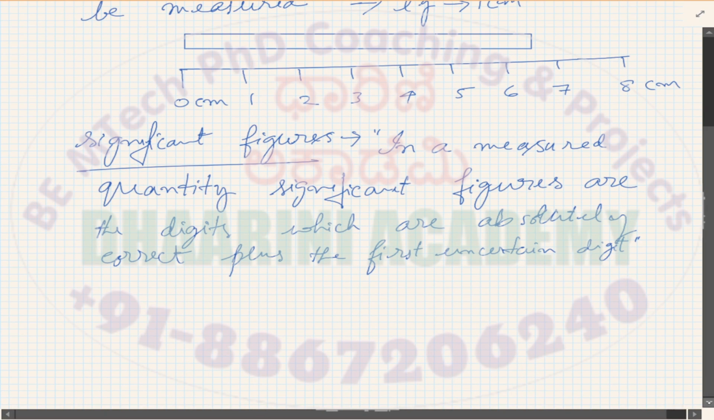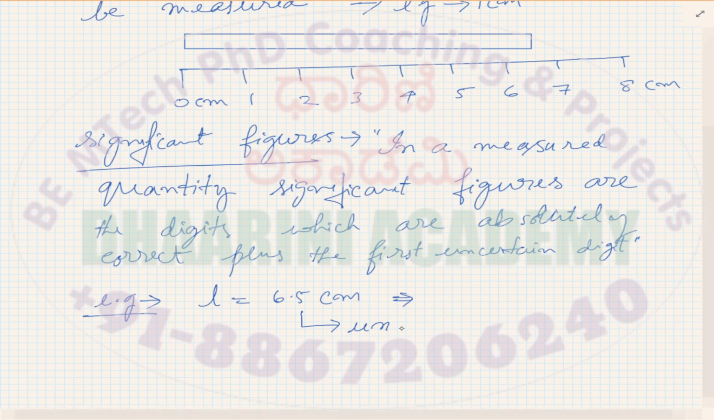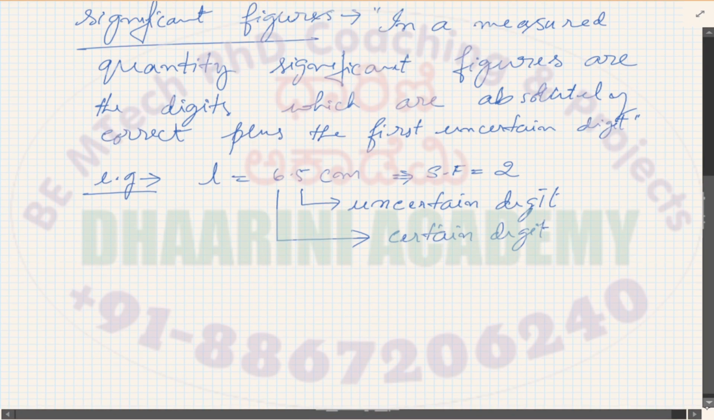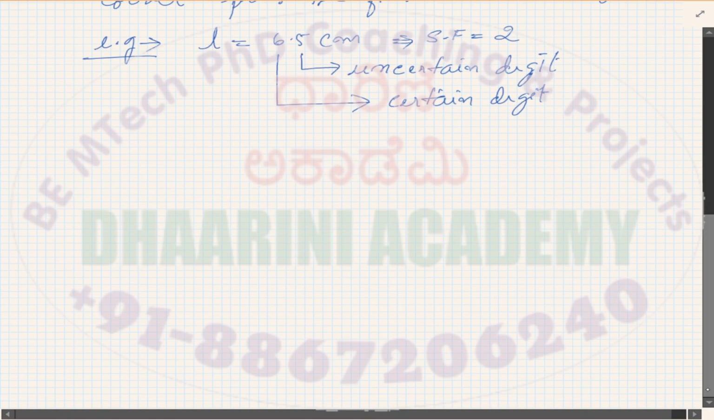Let's go for an example. Let's say that I measure length equal to 6.5 centimeter. This implies I am very certain of the 6, and 0.5 is the uncertain digit. So totally the significant figure, I'll write SF, is equal to 2. The significant figure in this number is 2. We'll discuss the different rules to be followed, that's coming up.